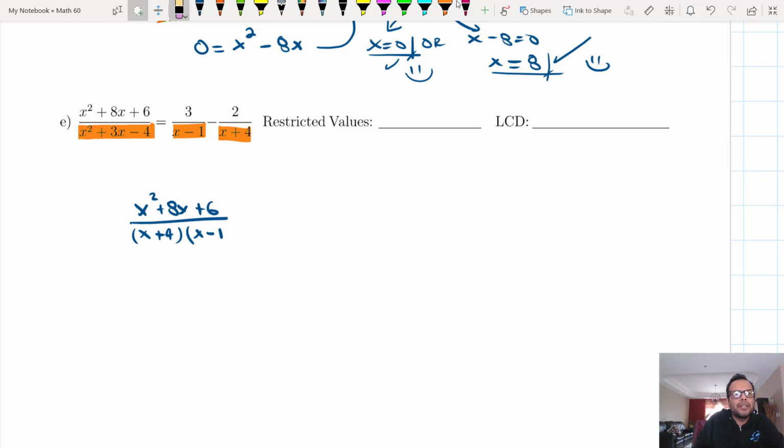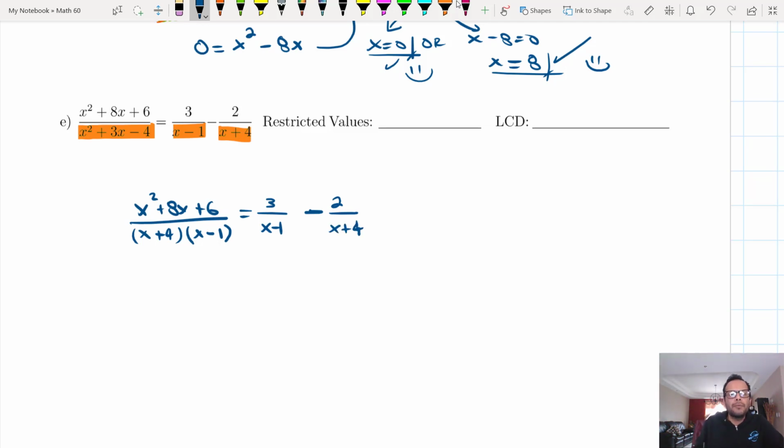Typically on problems like this, notice something. It is not always the case, but most of the time when we are given an equation like this, we're given a denominator in polynomial form, and then we're given individual factors on the other side of the equation. So typically this gives us a hint on how to factor this trinomial. It is not always the case, but in some cases I have found that it is. And then this is 3 divided by x minus 1 minus 2 divided by x plus 4.